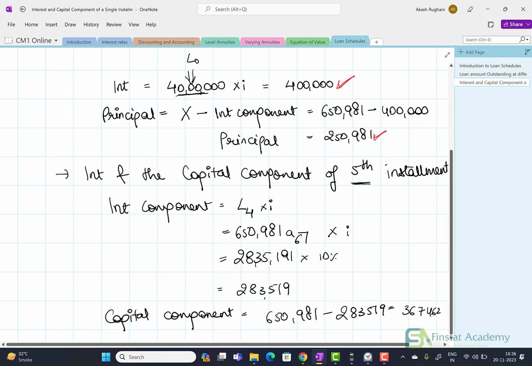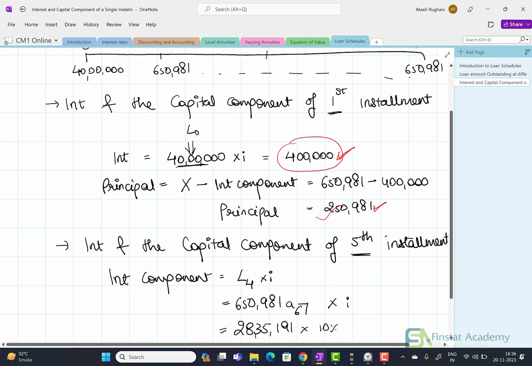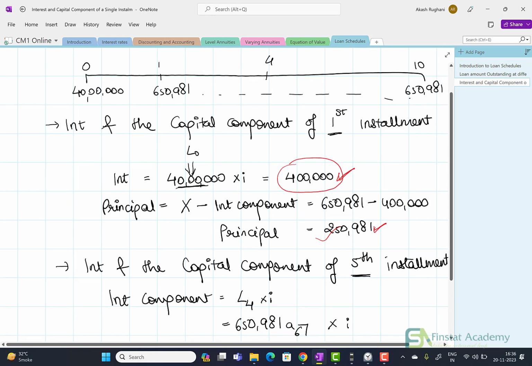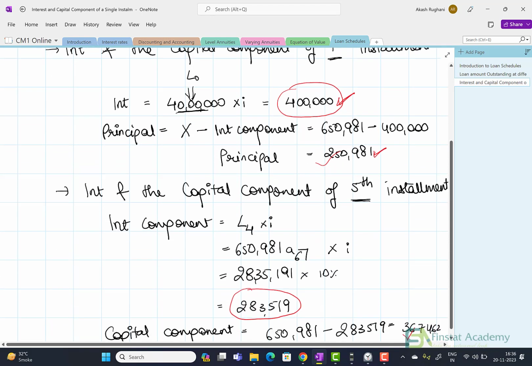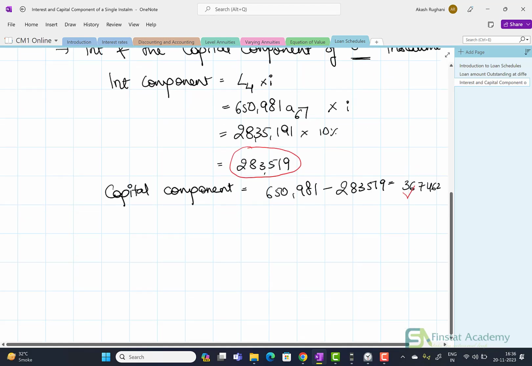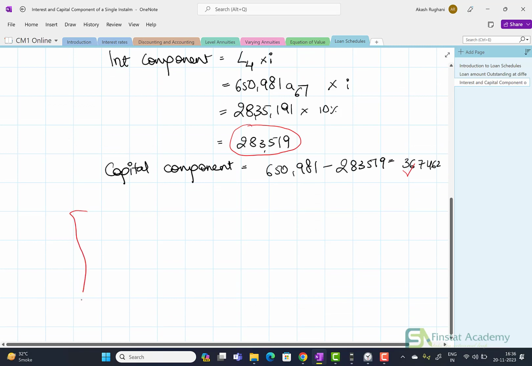So if you see my narrative also that I was referring to, first installment had 4 lakhs interest. The fifth installment has only 2,83,000 interest. First installment had 2,50,000 as principal. Fifth has 3,67,000 as principal. So I can do this for any of the installments, the third, seventh, sixth, fourth, second, any installment. So I can generalize this now. I'll try to make a formula out of it.